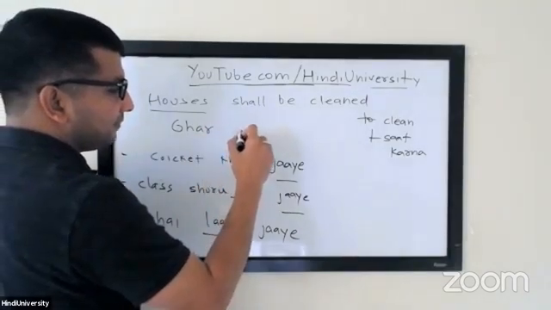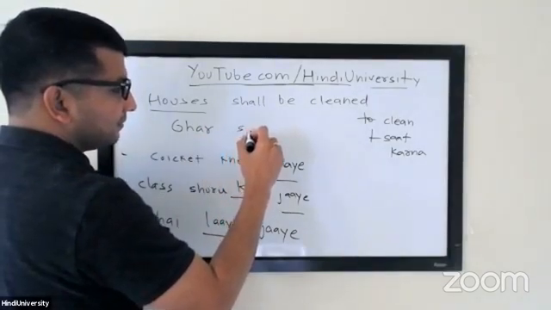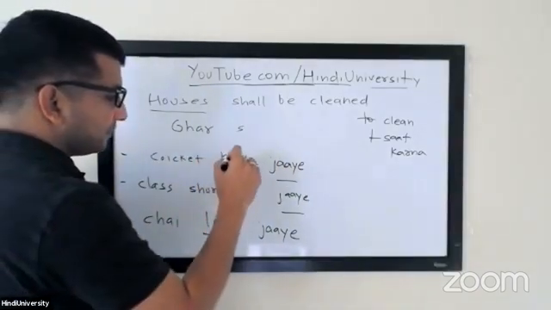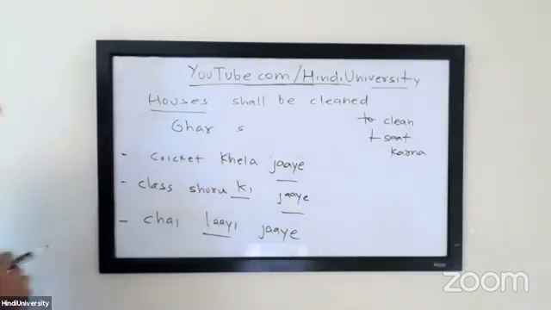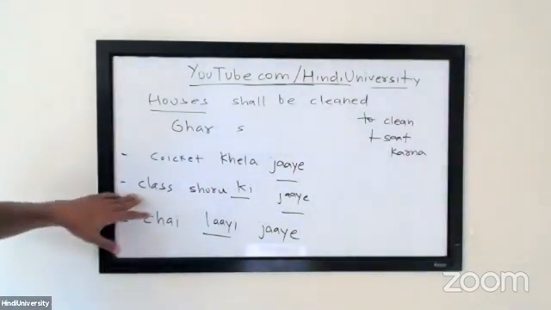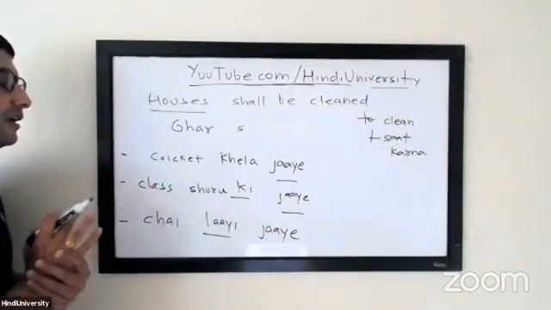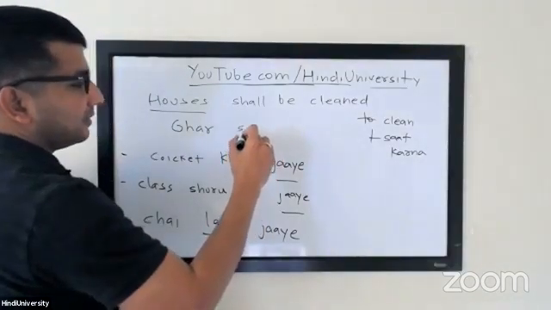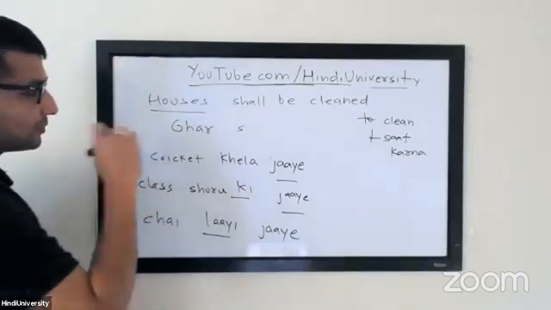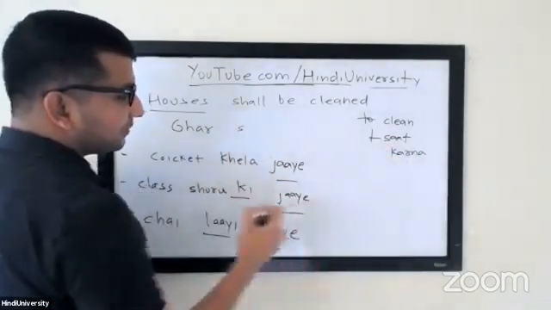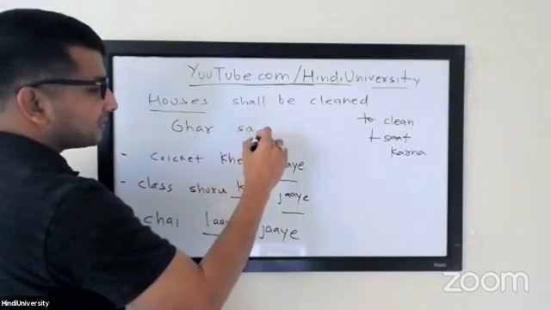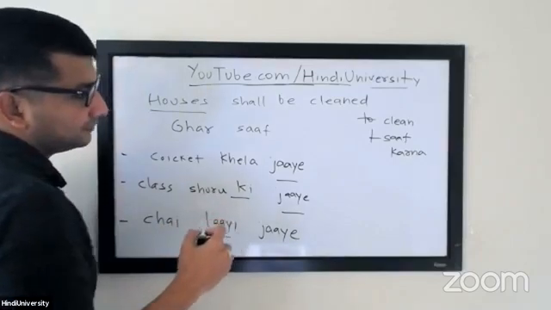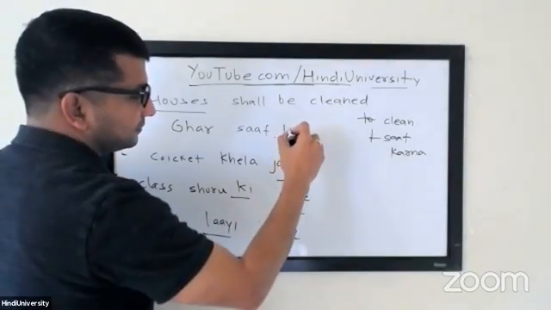So gar, karna. Look at this pattern. चाय लाई जाए, क्लास शुरू की जाए, क्रिकेट खेला जाए, खाना खाया जाए, घर. So if it's karna, it'd be kiya. You have to conjugate the verb. साफ, घर साफ. Saf, then the karna will take the appropriate ending.